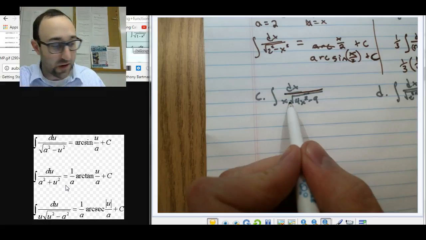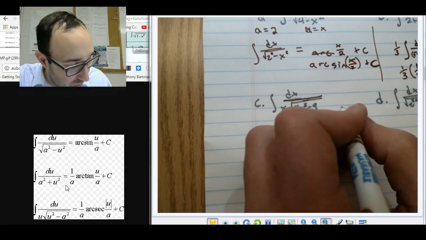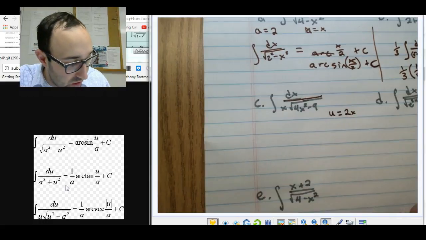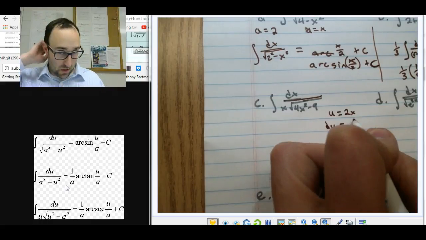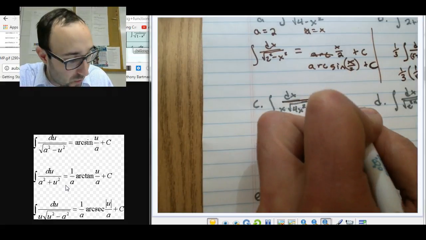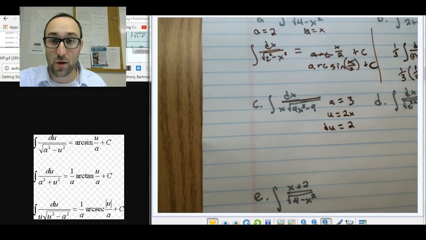So I can try and figure out what this last one looks like. Let's just say u equals 2x. So du equals 2. Okay, I've got that. And what is a going to equal? a equals 3. So now I've pretty much got everything set up for the most part.